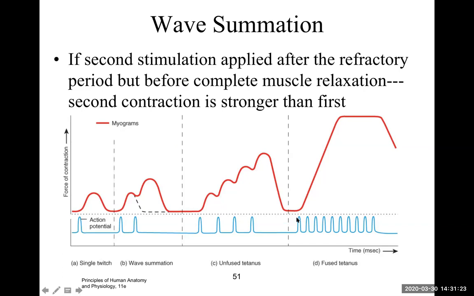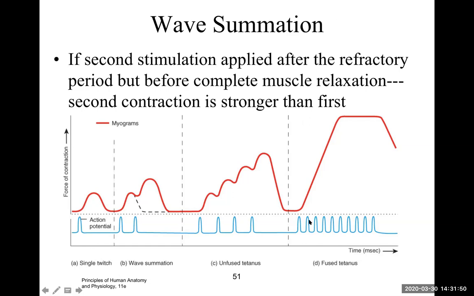So how do we get nice and smooth? Lots of action potentials in a very short time frame. Here, we have lots of action potentials, but they're too far apart. So I have an action potential here, I have a muscle contraction, and then I let it relax a little bit, and now I have a second action potential. Yeah, the muscle contraction is stronger, but there's a little bit of a lag. So the movement isn't smooth, it's more herky-jerky.